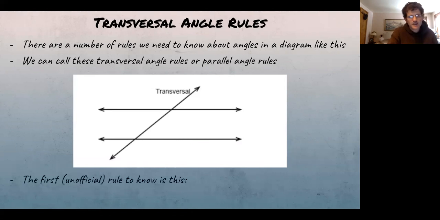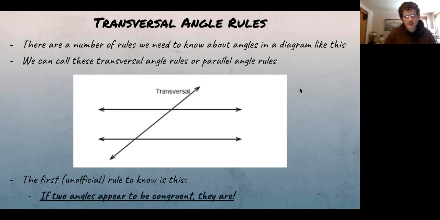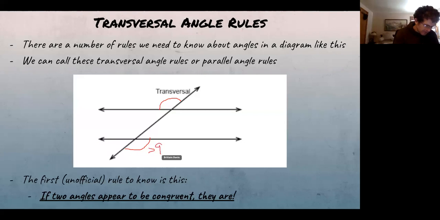The first unofficial rule, this is not a named one, but the first rule I want you guys to keep in mind is this: if 2 angles appear to be congruent, they are. So I could pick any 2 angles here. And if I saw this angle right here and this angle right here, and I say to myself, those angles both look pretty big. This one's definitely greater than 90 degrees, and this one's greater than 90 degrees. So of course we call those obtuse angles. So those two obtuse angles, what are they? I don't know, but I can say they are congruent.